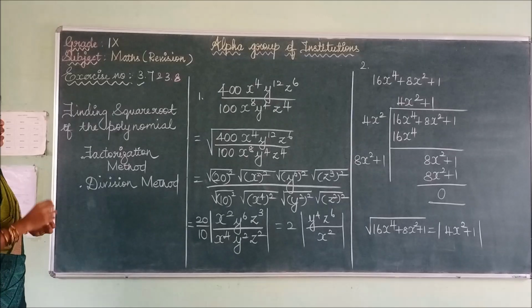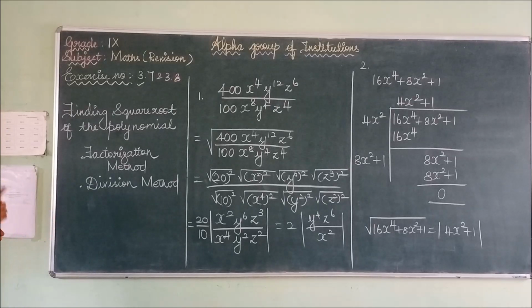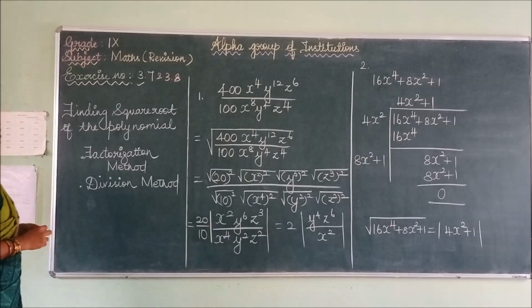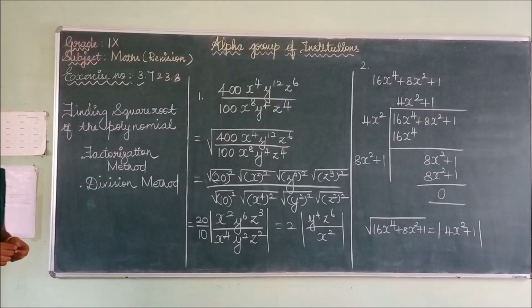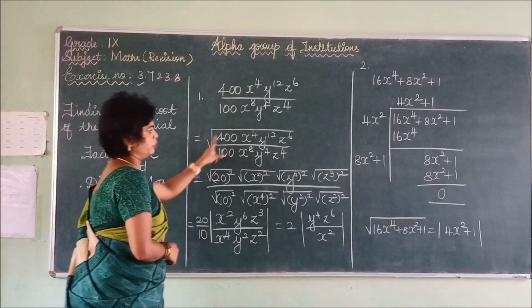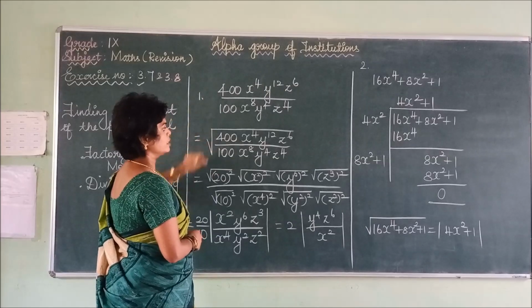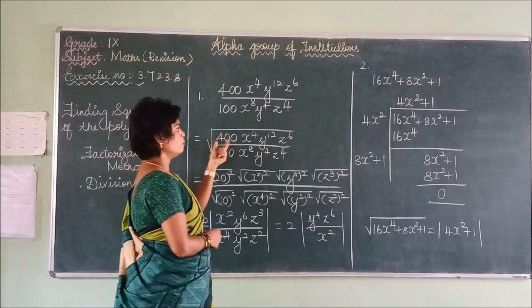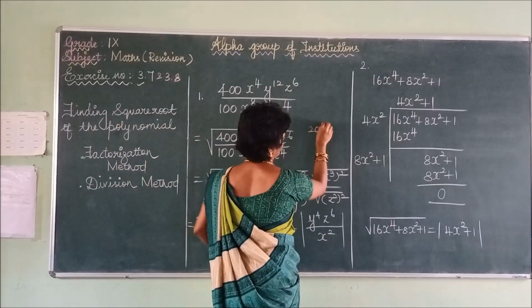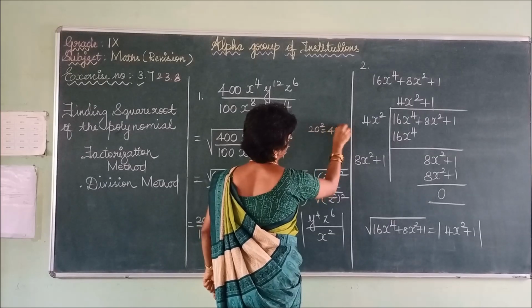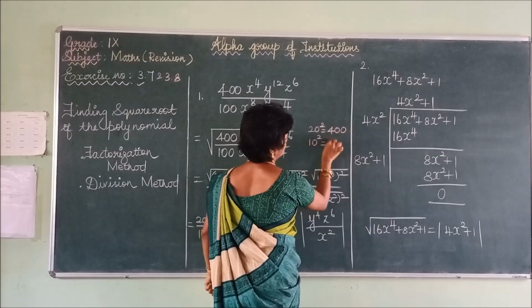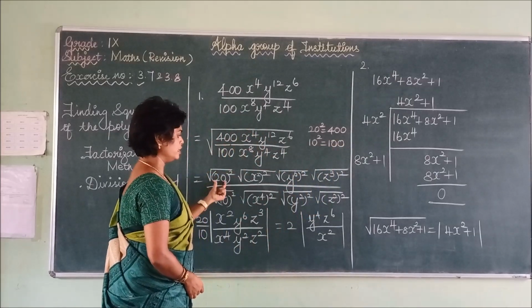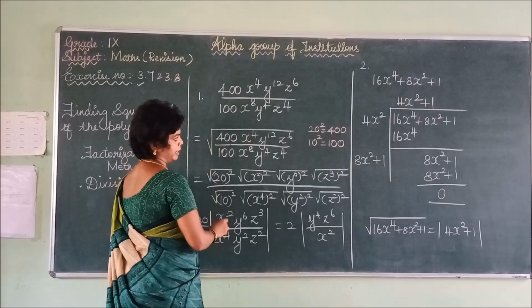400 x power 4 y square y power 12 z power 6 divided by 100 x power 8 y power 4 z power 4. For that question you have to find the square root value. So put the square root on both the numerator as well as the denominator. How can we write this in the form of squared values? 400 is the square of 20. 20 squared is what? 400. Then 10 squared is 100. Now I am replacing 400 with 20 squared. This root will be separated.